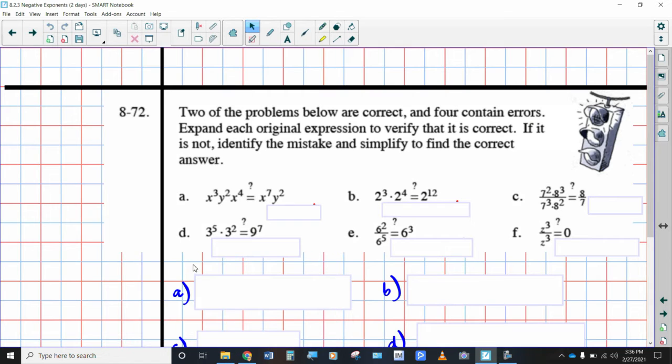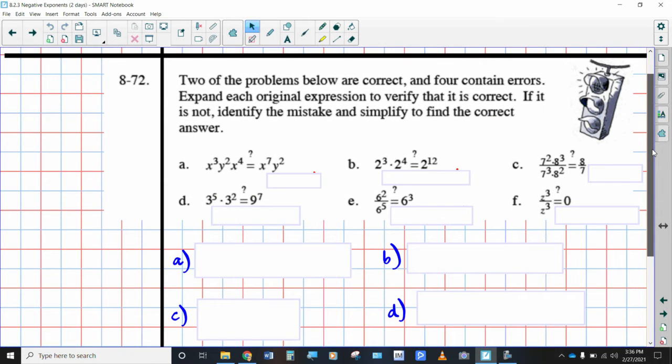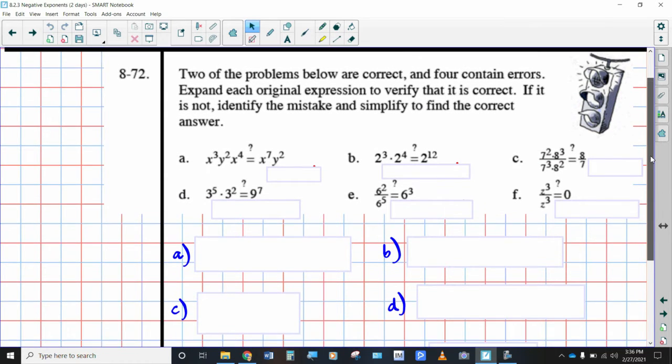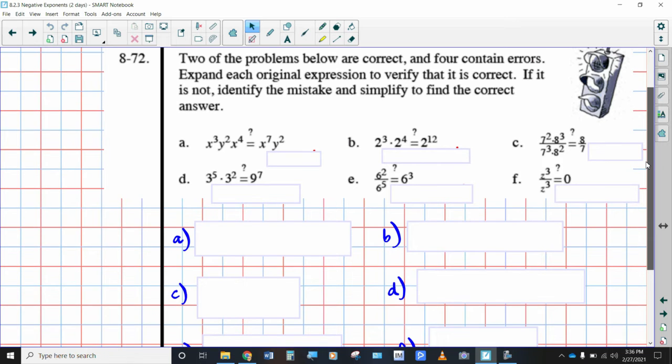All right, so first off, stoplight problem. Common mistakes that students make. Let's take a look at each one of these examples. We've got 6 examples here that are going to use the different properties that we've learned so far. 2 of the problems below are correct, and 4 contain errors. Expand each original expression to verify that it is correct. If it is not correct, please identify the mistake and simplify it to find the actual correct answer.